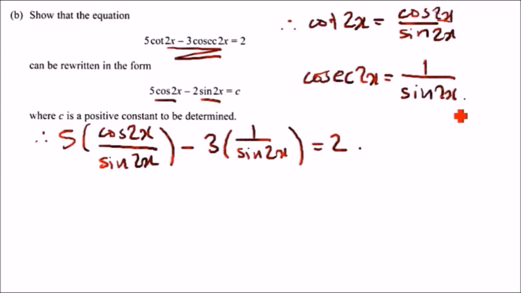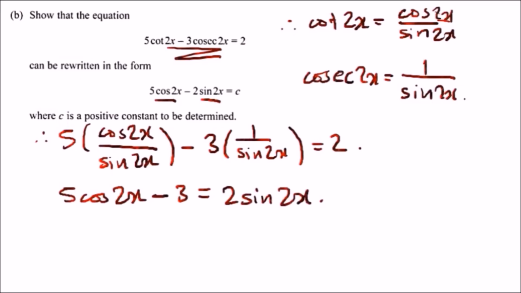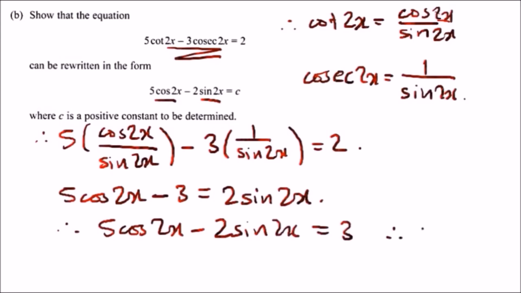So what I will do is just multiply everything by sine 2x to clear it. So we're going to end up with sine 2x over here. So we're going to get 5 cos 2x minus 3 equals 2 sine 2x, and therefore, rearranging it so it looks like this, subtracting this and adding 3, we're going to get 5 cos 2x minus 2 sine 2x equals 3, and therefore the value C is 3.